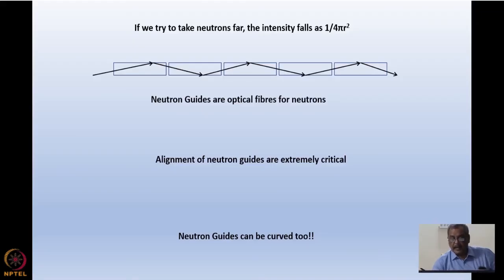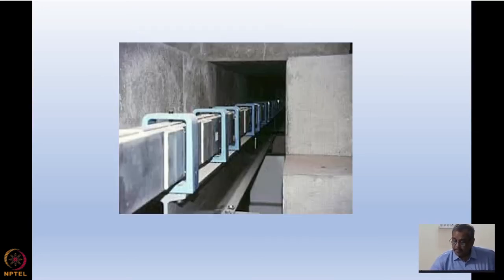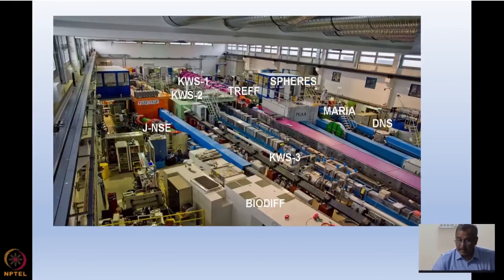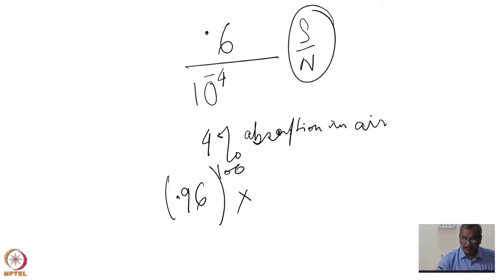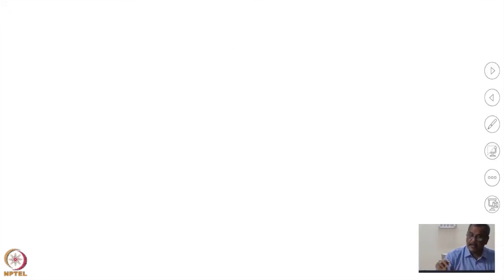So alignment of neutron guides is extremely critical. Actually, it is a long process, but it is possible to align mechanically. That is not any technological challenge. Neutron guides can be curved also.